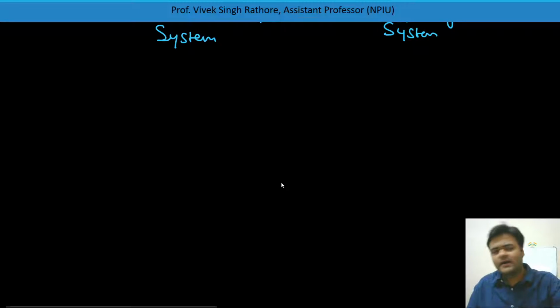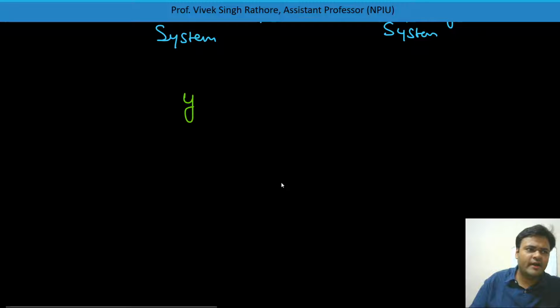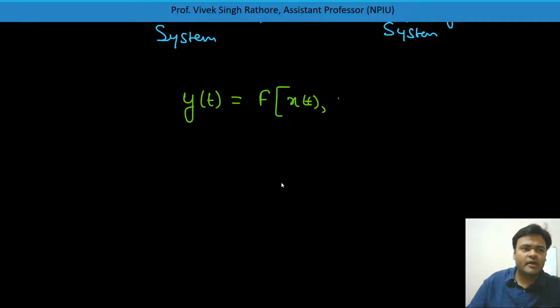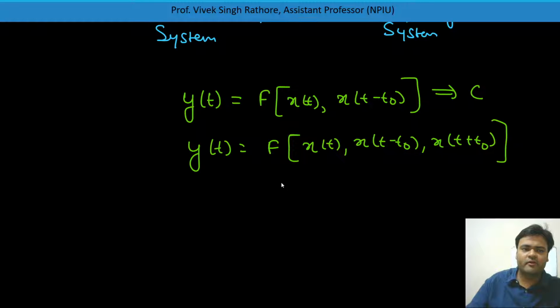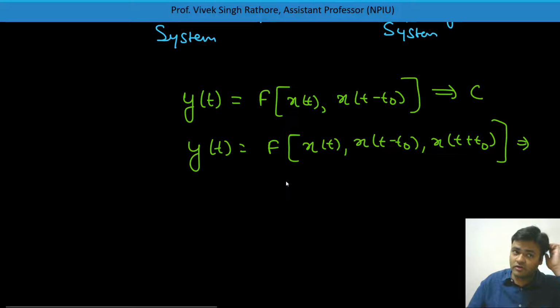Mathematically, if y(t) is a function of x(t) or x(t minus t0), then it is a causal system. And if y(t) is a function of x(t), x(t minus t0) or x(t plus t0), this term is very important for judging whether it is causal or non-causal, then the system is non-causal. Simple.